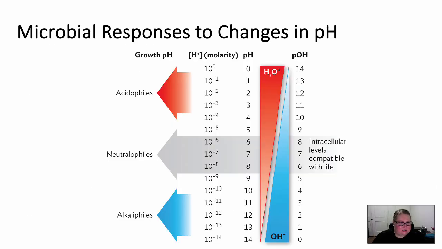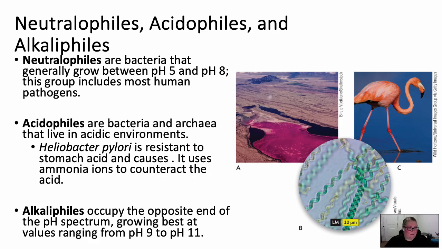The next conditions we're going to talk about are the pH conditions: the things that live in acids, bases, and in between. A lot of the things we talk about that affect us as humans are going to be neutralophiles. They live in a pH range of 5 to 8, whereas acidophiles live outside of that normal range. So let's talk about these different types.